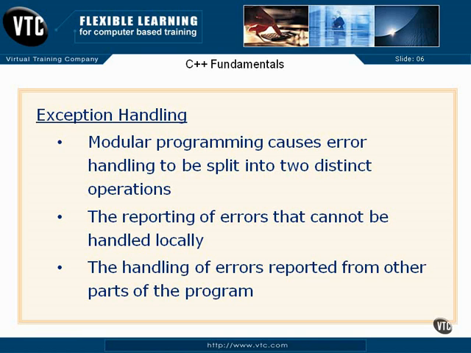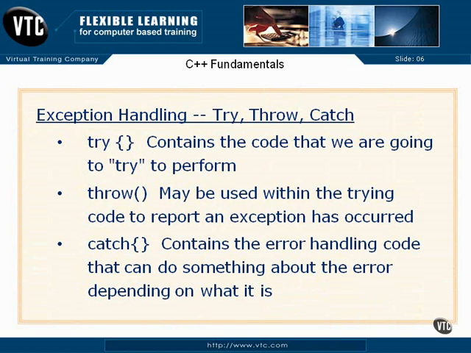We're going to do that with a new construct called try, throw, catch. It's really pretty simple once you see an example of it. Try is a statement block. You see the braces there, an open and close brace, and it will have a bunch of C++ code inside it. That's the code that we're going to try to perform and see if we can do it without any problems. If we hit a problem someplace inside the try, we will throw an exception, and an exception is just a type. It's a class or an integer or a character or something like that. It is used within the trying code to report that an exception has occurred, and now somebody has to deal with it.